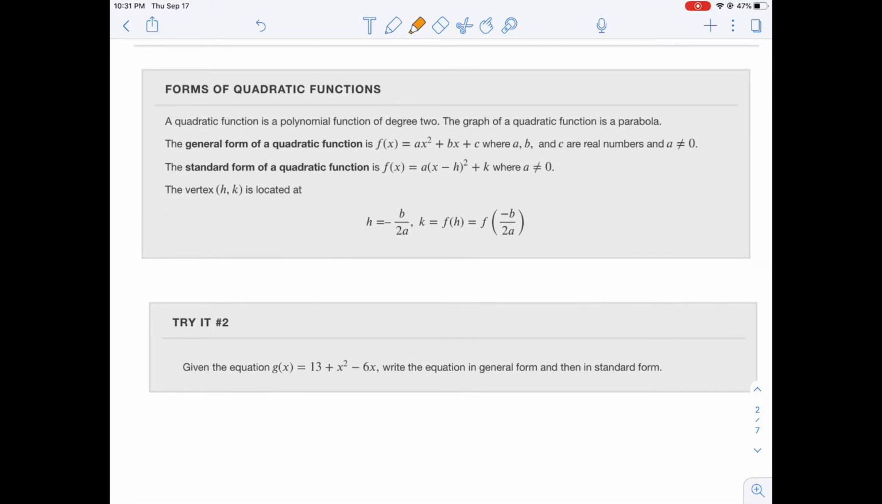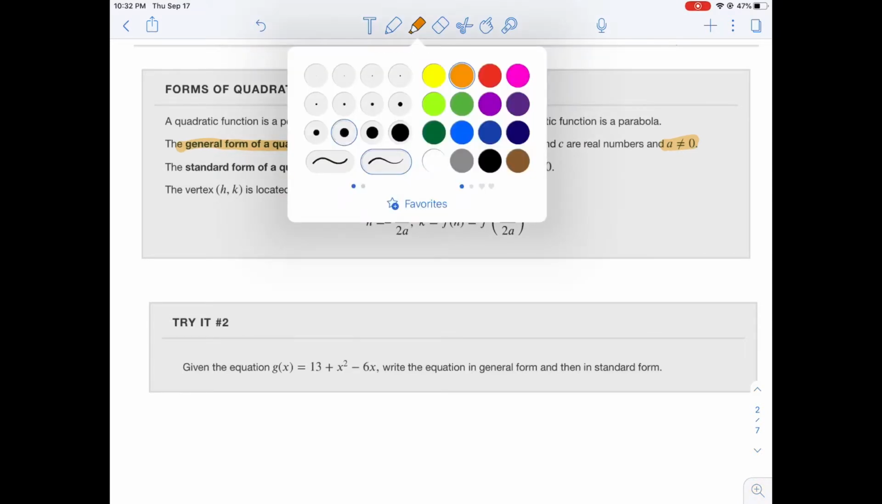So here's the formal idea that they have in the book. There are two forms that we're going to talk about, at least, and maybe a third one in a little bit. The general form of a quadratic function is f of x equals ax squared plus bx plus c, where a, b, and c are real numbers. If a is 0, then the x squared term goes away, and you just have a linear function, bx plus c. So for quadratics, a has to be non-zero.